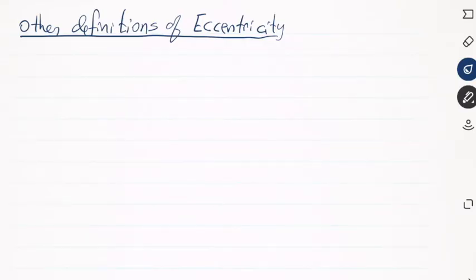Some other definitions of eccentricity that'll help us physically graph these polar equations a little bit easier: one of them comes from the idea that eccentricity is equal to C over A, where C is the distance from the center of the conic section to the foci, and A is the distance from the center of the conic section to the vertex. Now, of course, this only works for ellipses and hyperbolas because the eccentricity of a parabola is just 1, so we really don't need to know all of this fancy stuff.